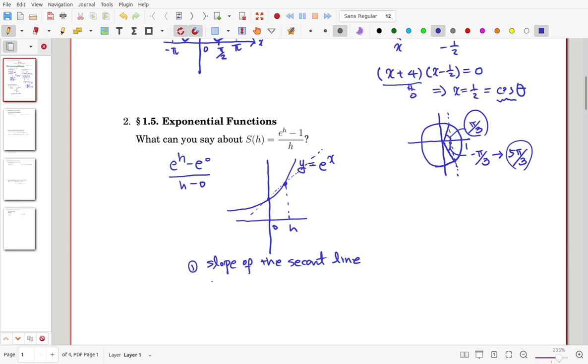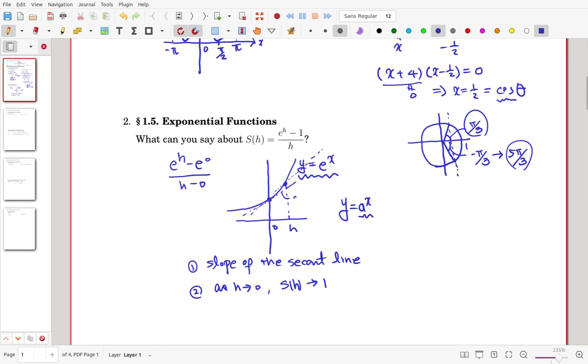Okay, or the average slope, the average rate of change between 0 and h for the function y equals e to the x. You can say that. Secondly, you may say in this way, as h goes to 0, the quantity (e^h - 1)/h approaches 1, because e is chosen among all y equals a to the x such that the slope at 0 is 1.